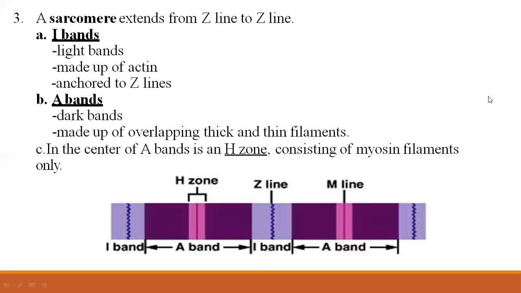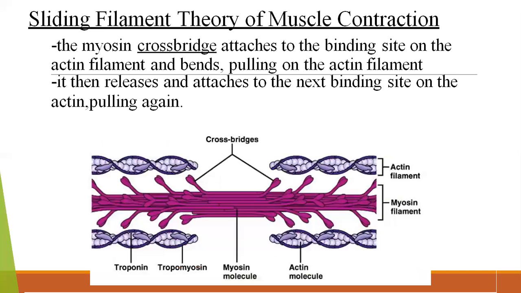Sarcomeres extend from Z line to Z line. The I bands, the light bands, are made up of actin and anchored to the Z line. The A bands, the dark bands, are made up of overlapping thick and thin filaments, and in the center of the A band is an H zone consisting of myosin filaments only.